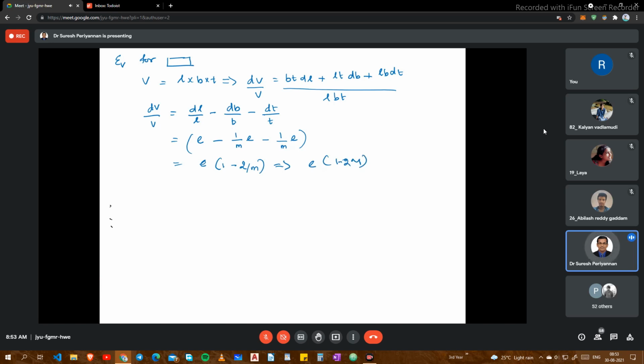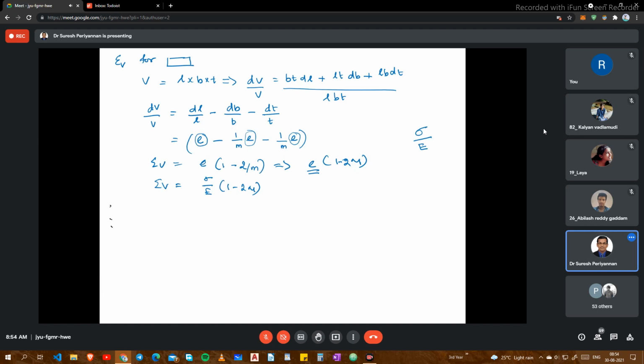Okay. Now, this is epsilon V. This E, how can I write? The E, I can write it in terms of sigma by E, Young's modulus. Now, sigma by E, Young's modulus, into 1 minus 2 mu. Okay. Now, this is with respect to the x direction. This is with respect to along the thickness, breadth direction. With respect to breadth, the stress is acting. The stress is acting along the thickness side.